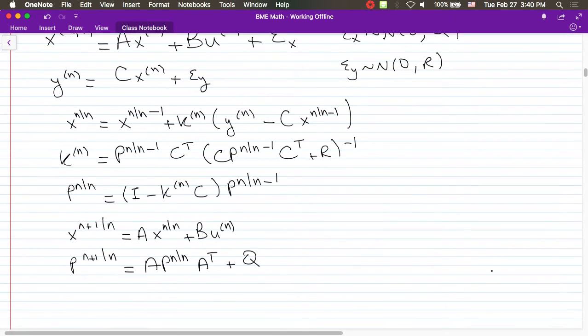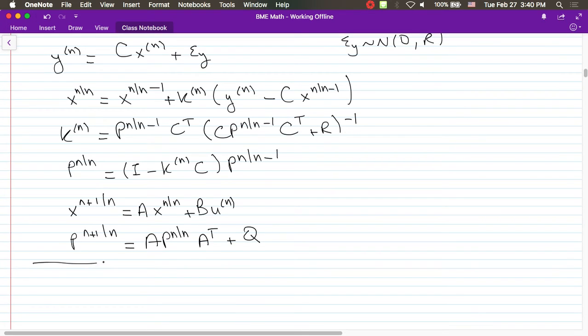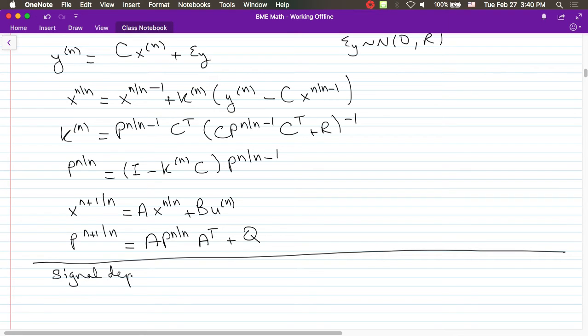Okay, so that brings us to the next topic, and that's called signal-dependent noise. Basically, we have an actuator, U, that's going to generate something, but it's not going to be noise-free. It's going to generate noise. Now, if that noise was just the normal kind of noise that we've been seeing, where its variance is independent of the mean, then it doesn't really do anything interesting for us.